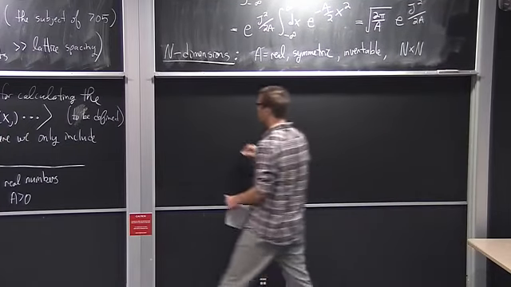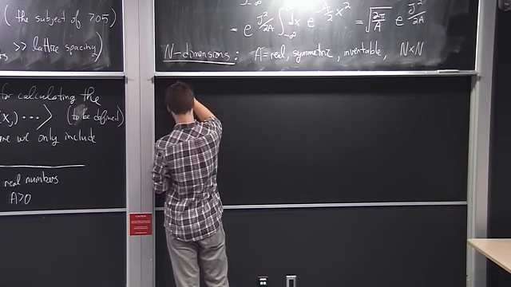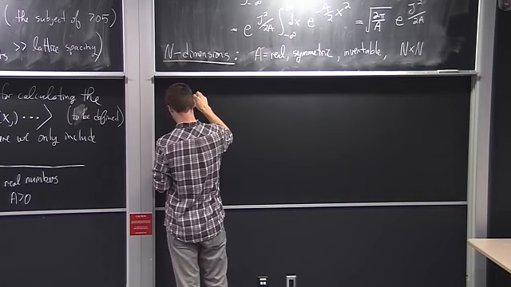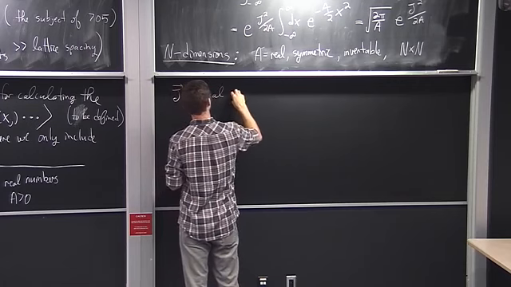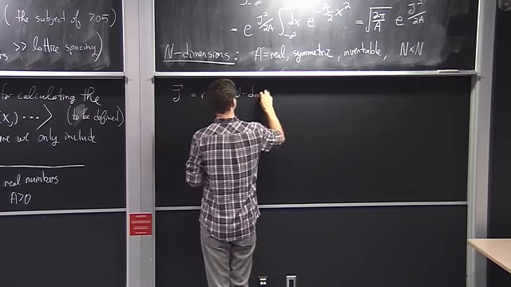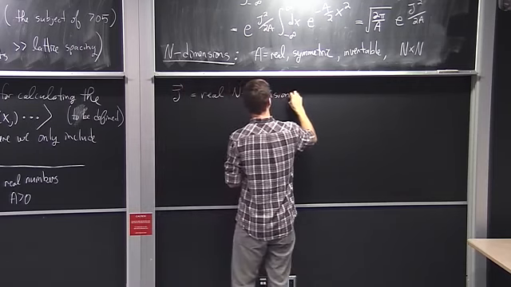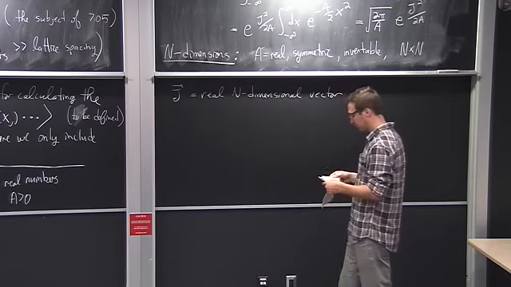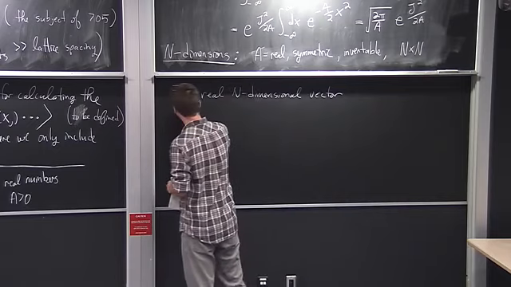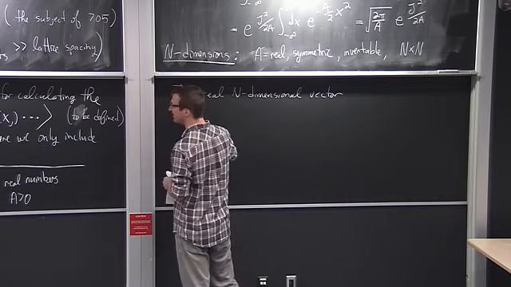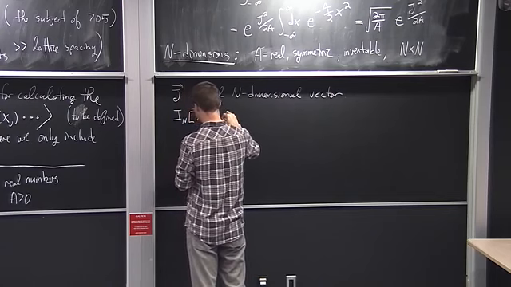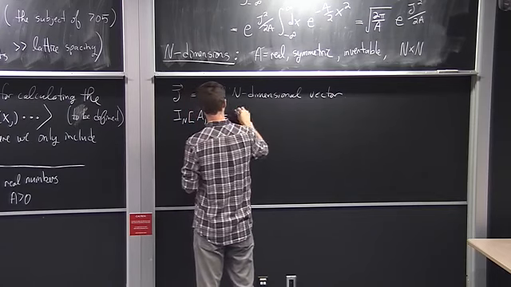Okay. So I'm just calling that A. I guess I should put an arrow over my J. So then your n-dimensional version of this Gaussian integral, A, J, and J arrow.